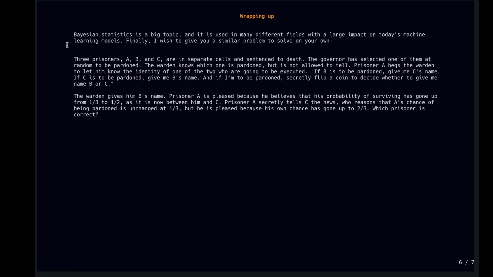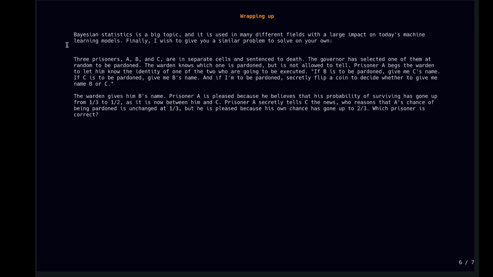Here, you get 3 prisoners, A, B, and C, in separate cells and sentenced to death. The governor has selected one of them at random to be pardoned. The warden knows which one is pardoned, but is not allowed to tell. Prisoner A begs the warden to let him know the identity of one of the 2 who are going to be executed. If B is to be pardoned, give me C's name. If C is to be pardoned, give me B's name. And if I'm going to be pardoned, secretly flip a coin to decide whether to give me the name B or C. The warden gives him B's name.